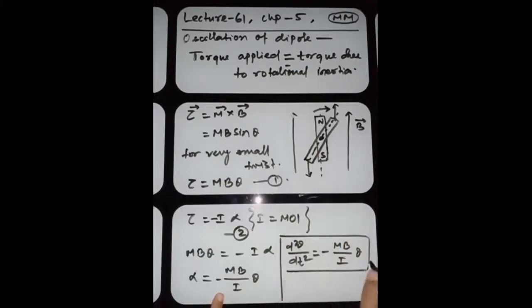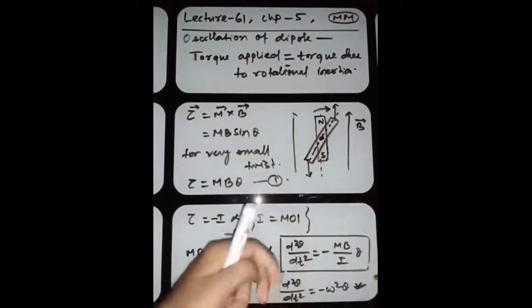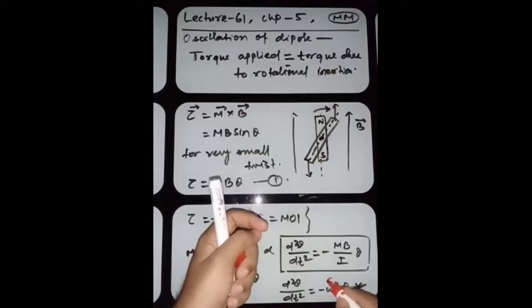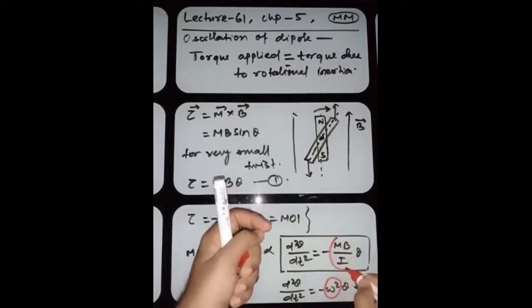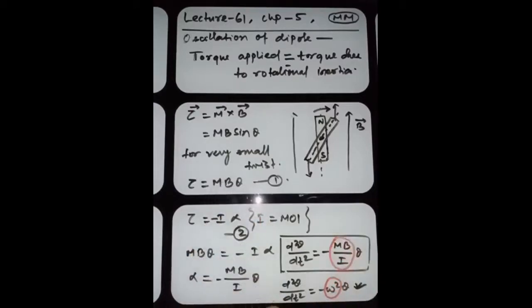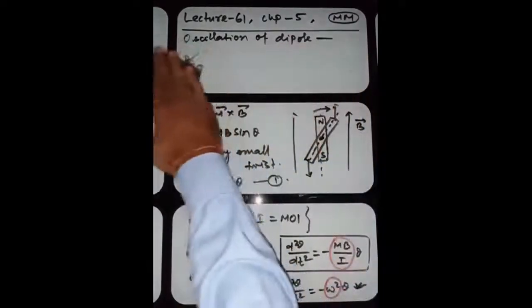Now we are going to compare this equation with the standard equation of SHM, and that standard equation of SHM is d2 theta by dt square equals minus omega square theta. This is the standard equation of SHM. If you compare it with the equation we got here, then omega square will be equal to mB by I. So we will have here the time period.